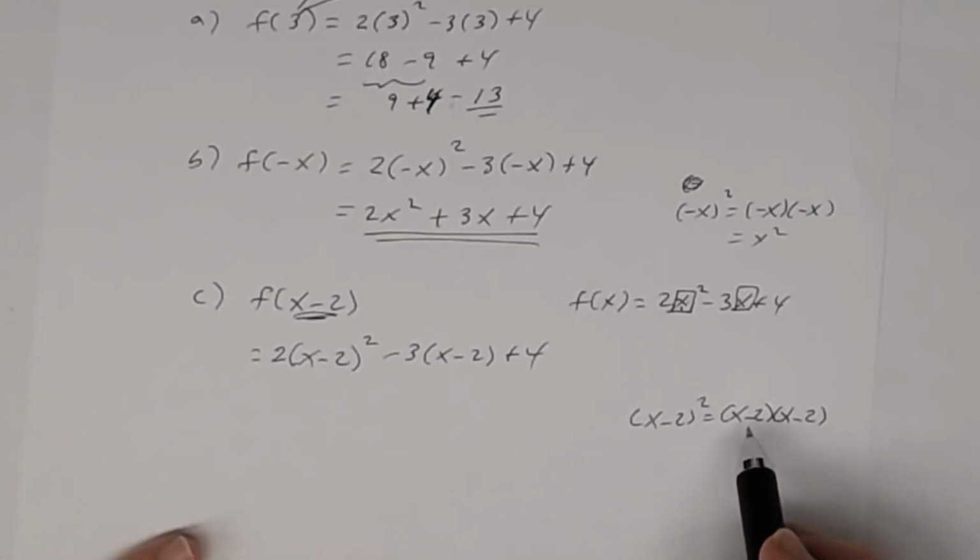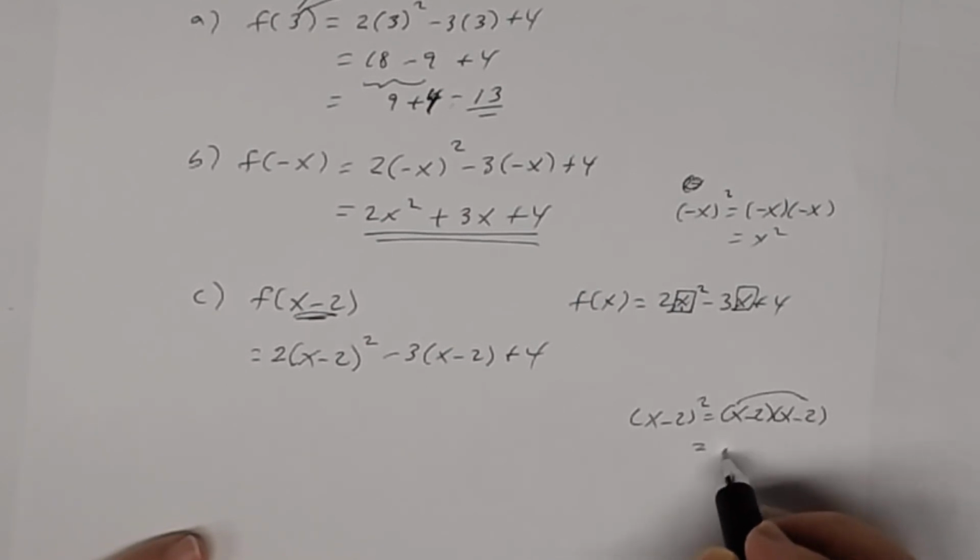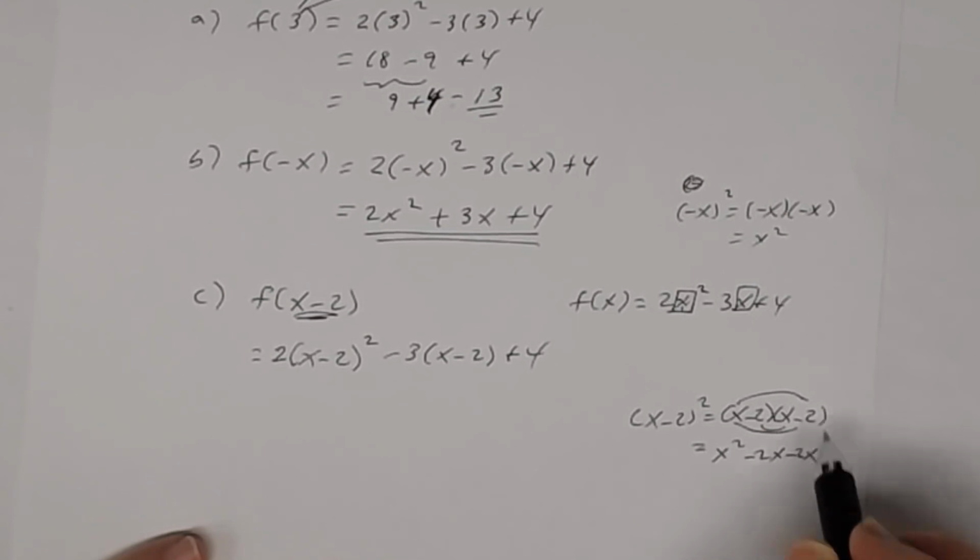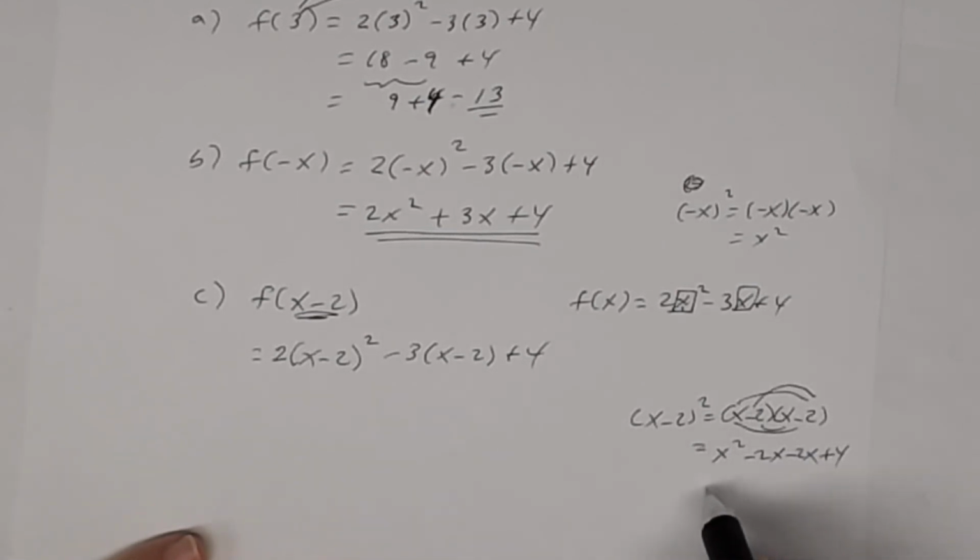All right, and then you could use FOIL method here. You multiply two binomials. So x times x is x squared. The outer is a negative 2x. The inner is also a negative 2x. And the last, a negative 2 times a negative 2 is a positive 4. Combining like terms, I get x squared, a negative 2x and a negative 2x is a negative 4x, and then plus 4.